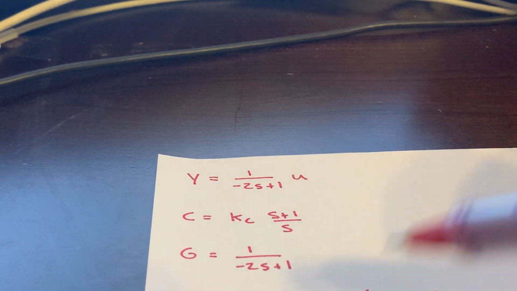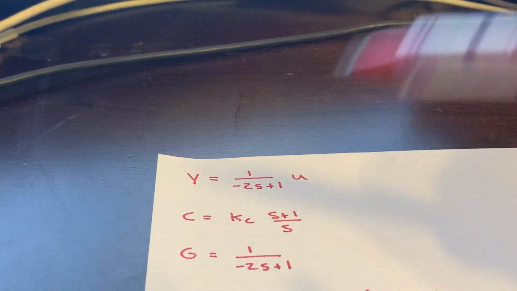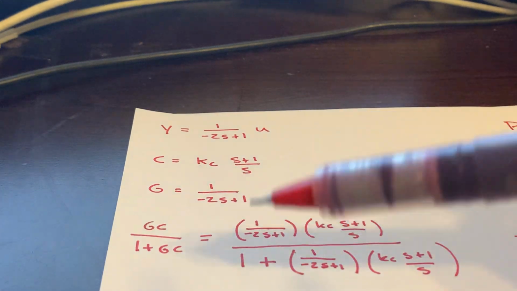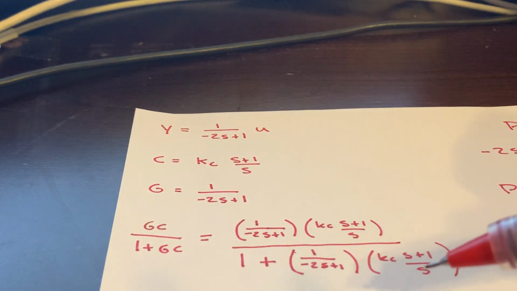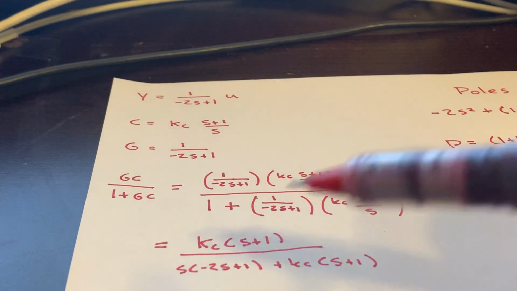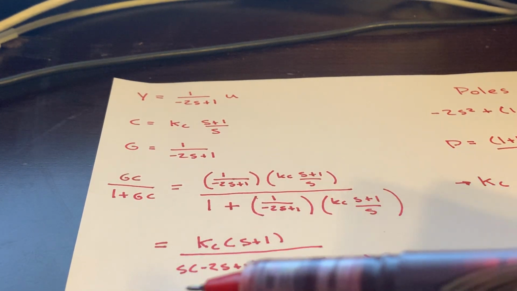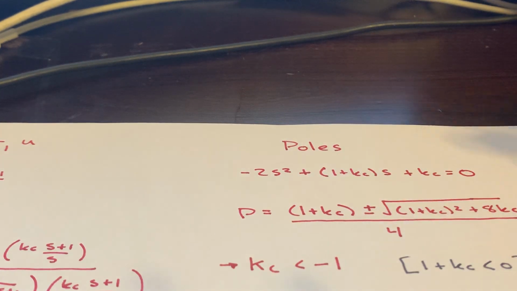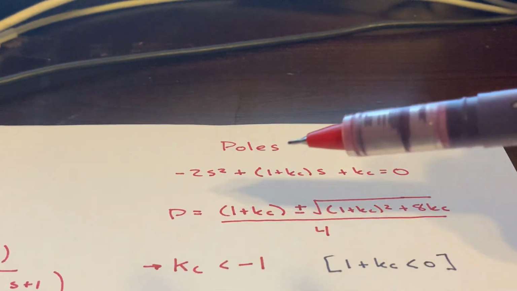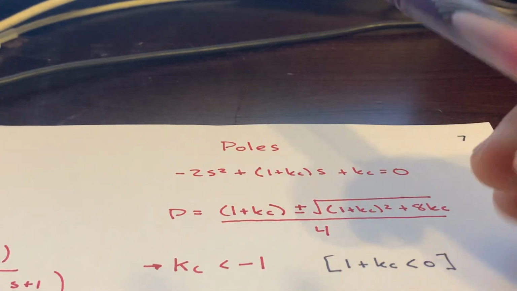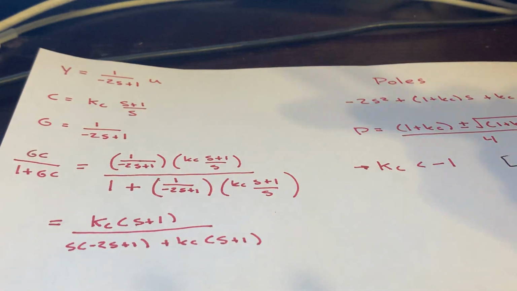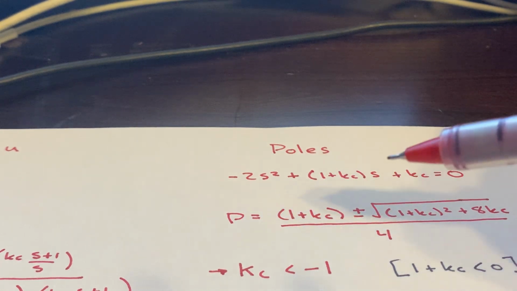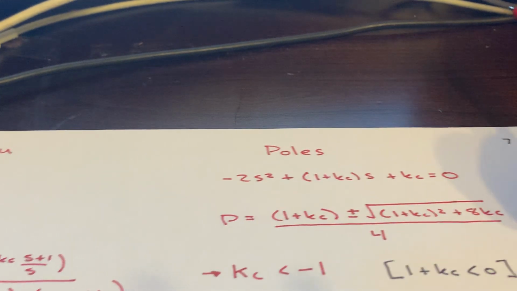And so in this case, our g is 1 over minus 2s plus 1. And if we do gc all over 1 plus gc, so here's our g, here's our c, and when we simplify this down, we get kc (s plus 1) all over this mess at the bottom. And we can determine our poles by looking at that polynomial when we expand it out. You get minus 2s squared plus (1 plus kc)s plus kc is equal to 0.